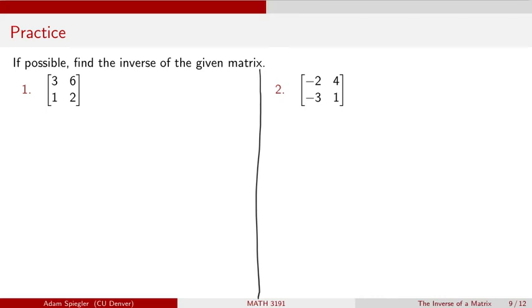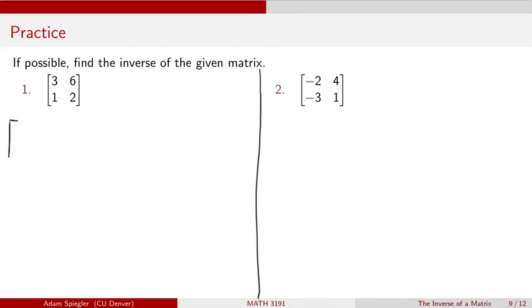All right, welcome everyone. So in this video, we are going to take a look at a couple of concrete examples, and we are going to see how we can apply the algorithm we just talked about for finding the inverse of a matrix. So here in question 1, I want to find the inverse of this 2 by 2 matrix. The top row is 3, 6, and row 2 has entries 1, 2. So let's follow our process with the algorithm.